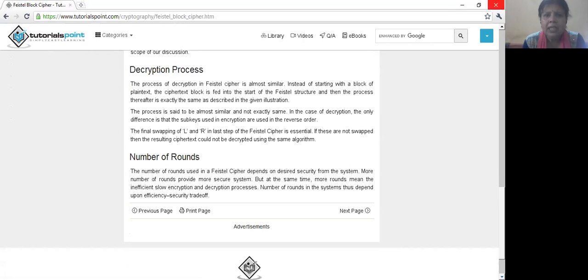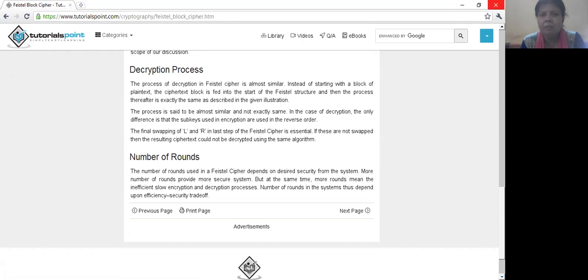Next, we talk about the decryption process. The process of decryption in Feistel cipher is almost similar. Instead of starting with a block of plain text, the cipher text block is fed into the start of the Feistel structure, and then the process thereafter is exactly the same as described in the given illustration. The process is said to be almost similar and not exactly the same.